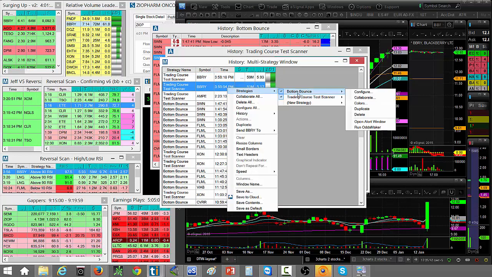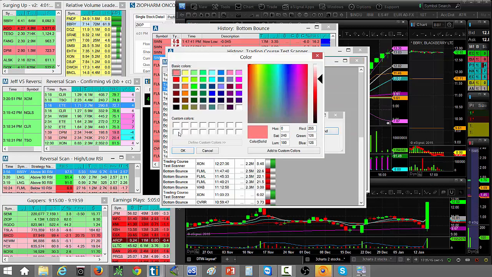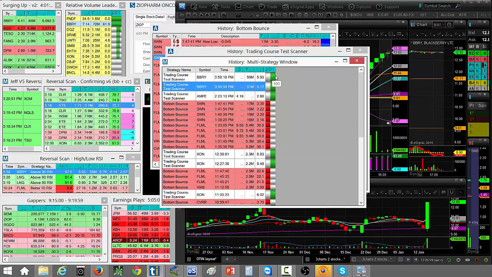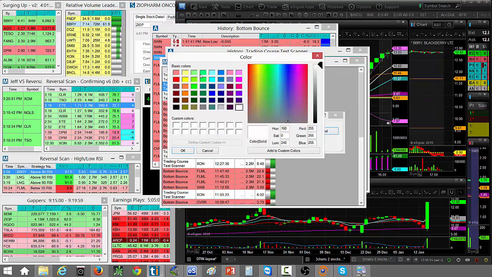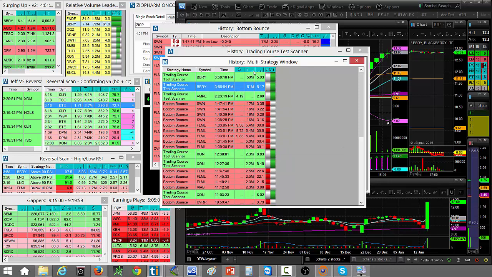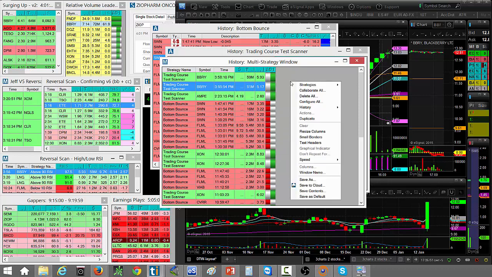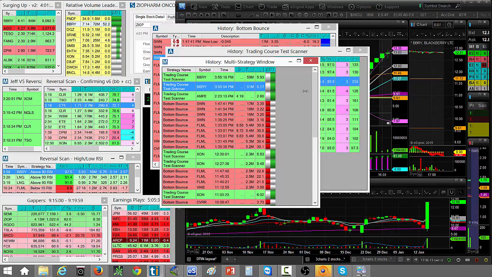Okay, so to change the colors here, we just go to color, bottom bounce, background, red. Strategies, trading course. Okay, that was the top one. Background, green. And then again, if you want to change the columns, you can right click this and go to columns and adjust it. Add the columns you want. Change the color by column by right clicking and doing the custom colors. And you can basically modify these scanners in any way you want.